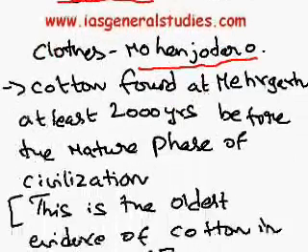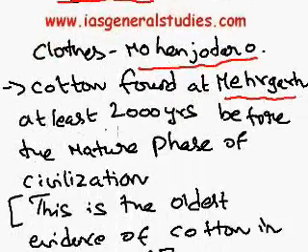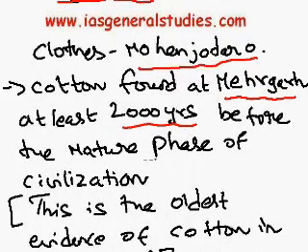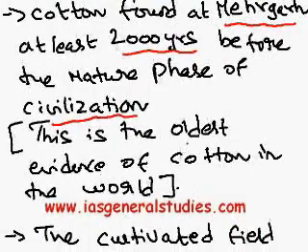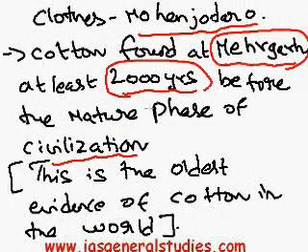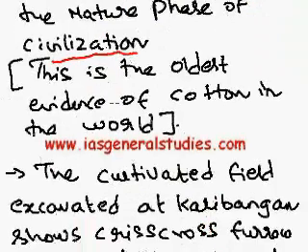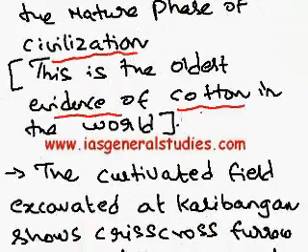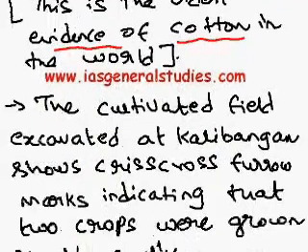Cotton was found at Mehrgarh at least 2000 years before the mature phase of the civilization. So this is the oldest evidence of cotton in the world. So make a note, cotton found at Mehrgarh at least 2000 years before the mature phase of the civilization, and this was the oldest evidence of cotton in the world. There may be a question from this, so you have to make a note.